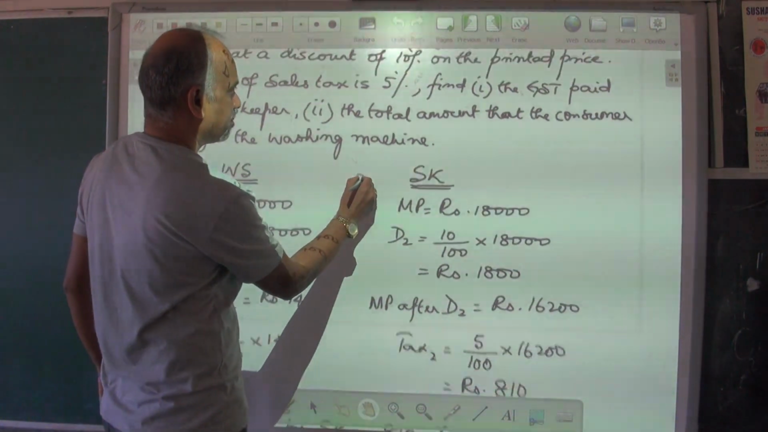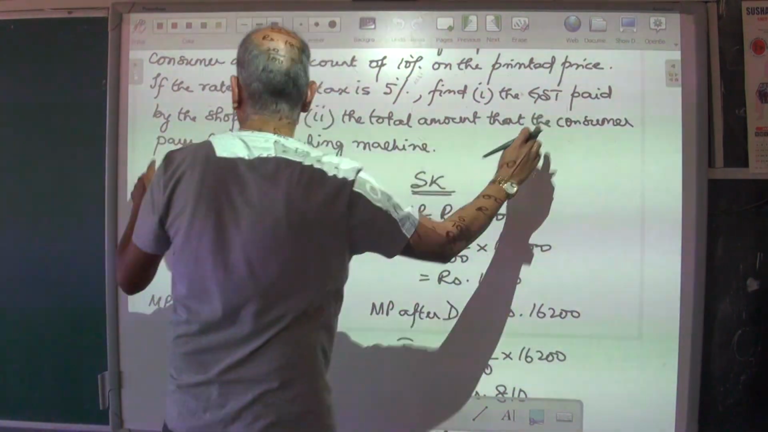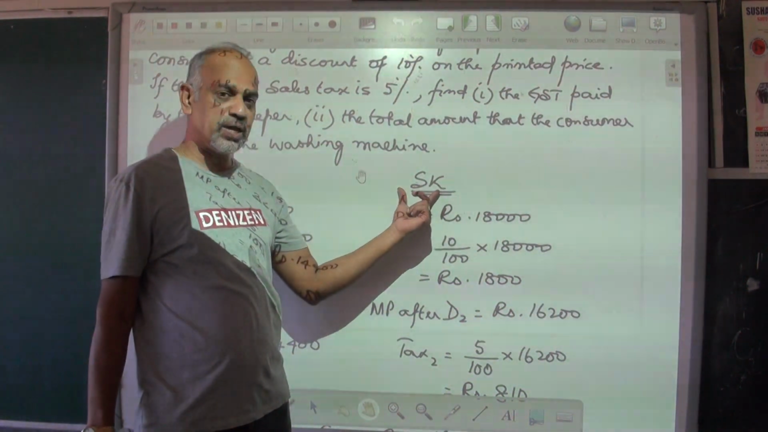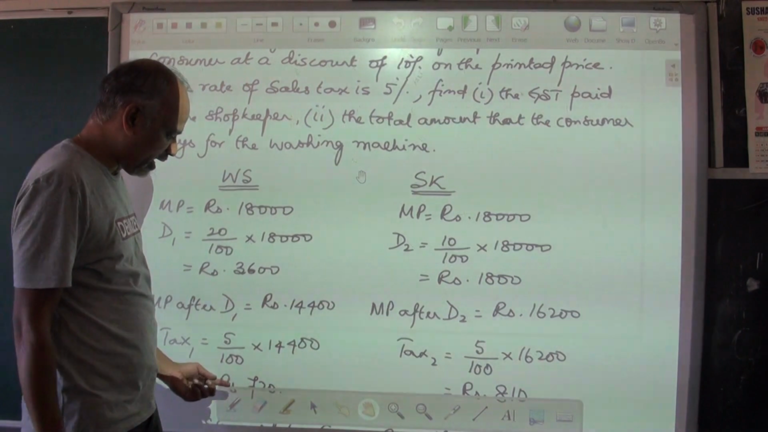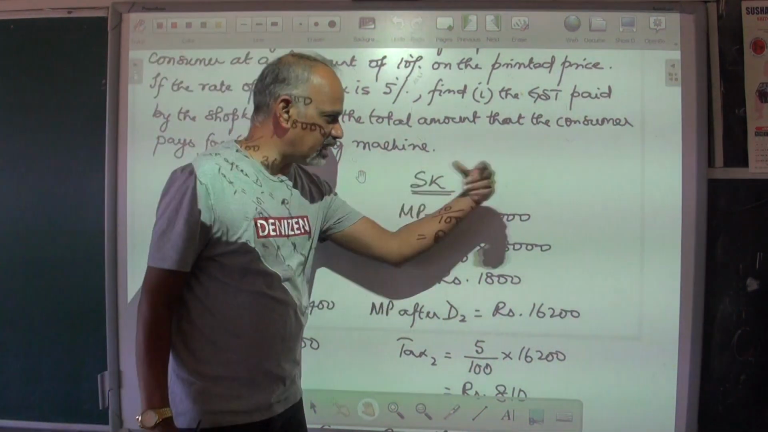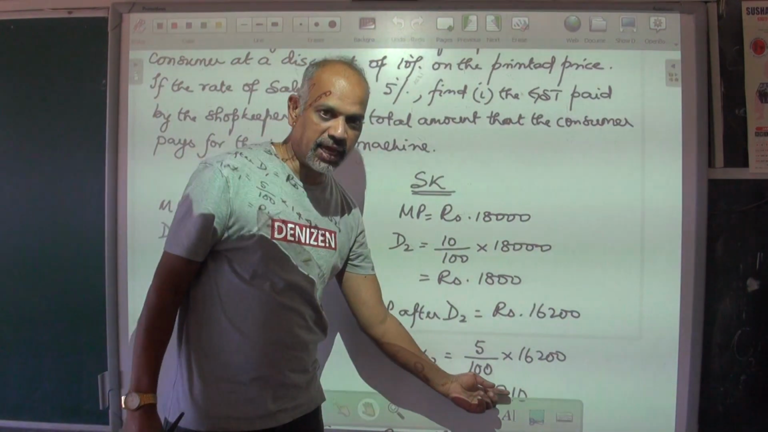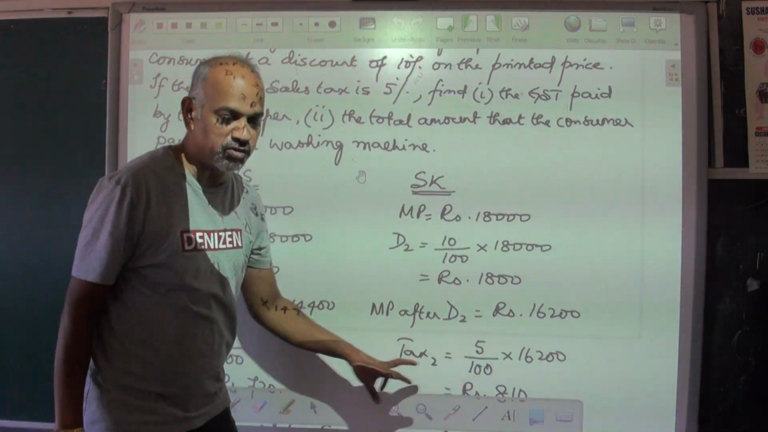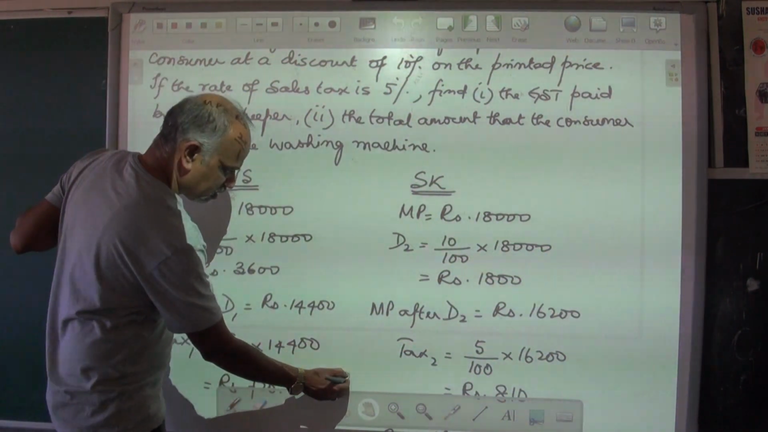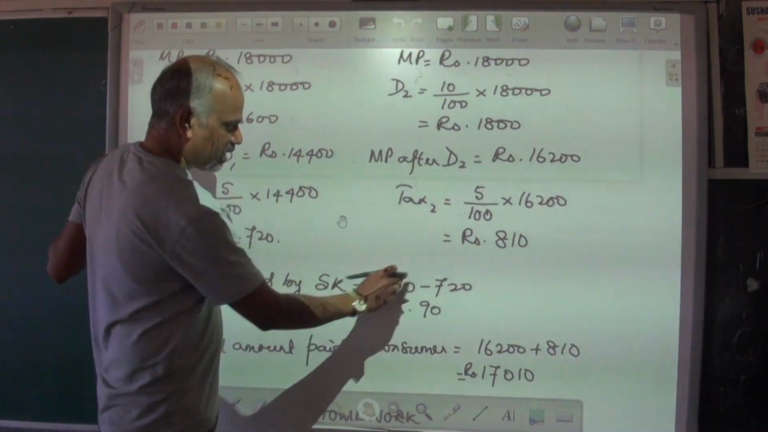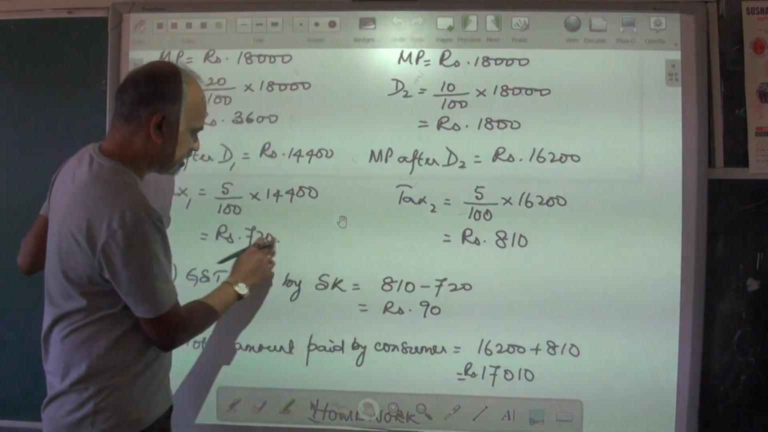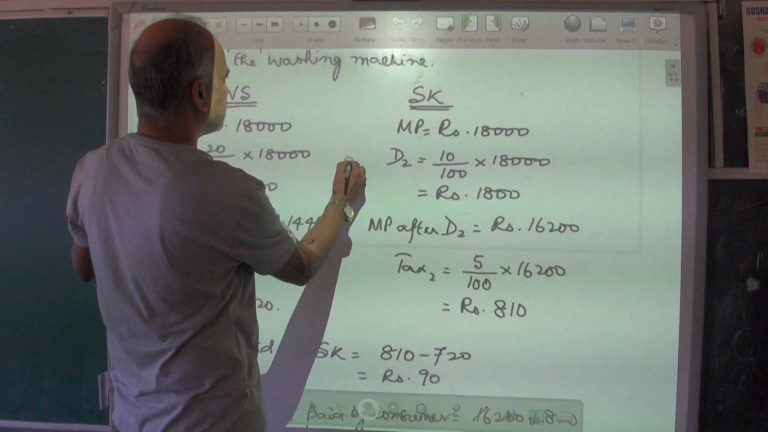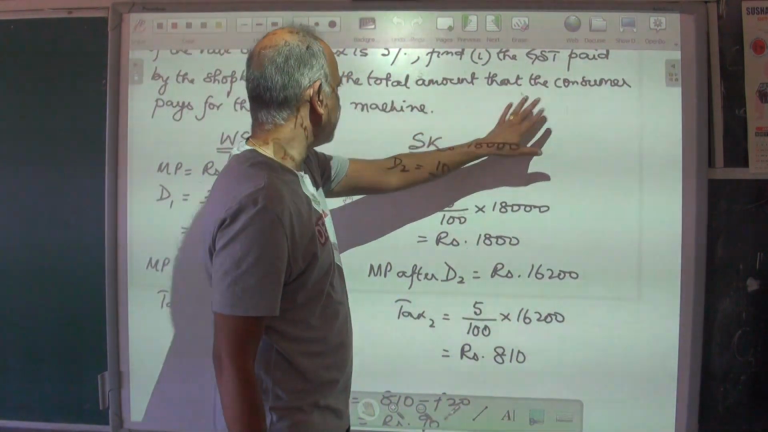Now the questions. Number 1, the GST paid by the shopkeeper. This is the shopkeeper. GST paid by him. When he bought, he paid a tax of 720. And when he is going to sell it to the consumer, he receives 810 rupees as the tax. The difference between these two should give you the GST paid by the shopkeeper. So GST paid by the shopkeeper is 810, what he received, minus 720, what he has already paid. Difference is rupees 90.